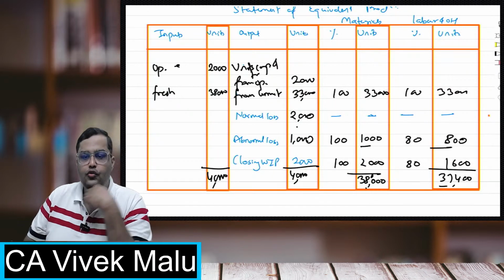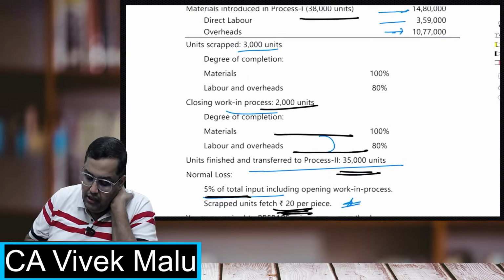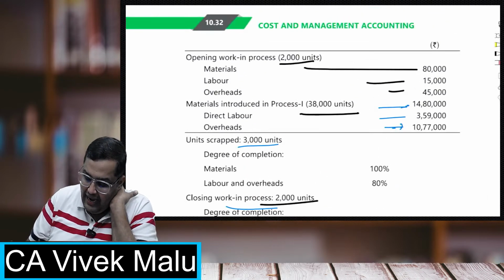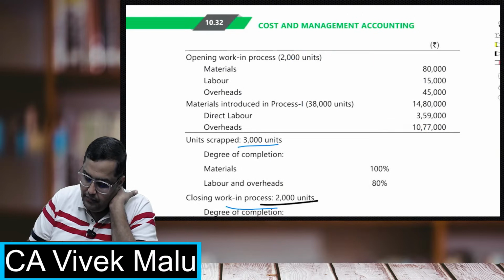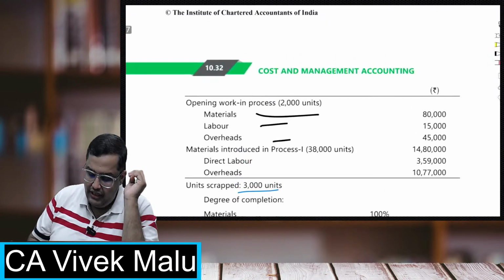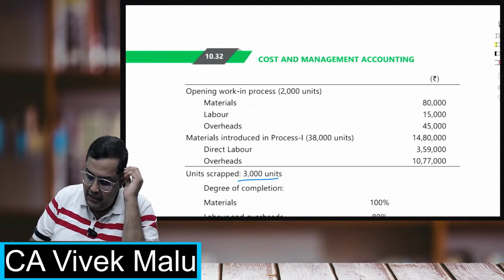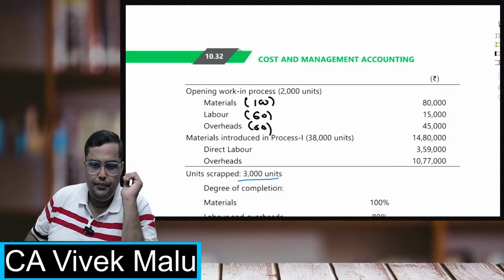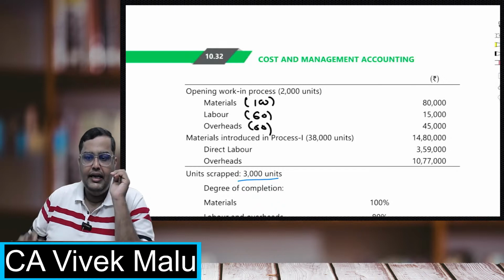But see the opening units. In the opening, we had 2000 units in terms of material, labor, and overhead. Some work was done. Suppose, for example, in terms of material they were 100%, and labor 60%. Suppose this would have been the question, suppose they have been completed like this.